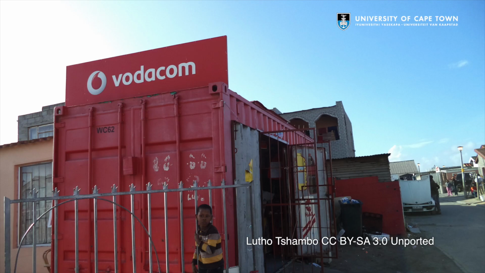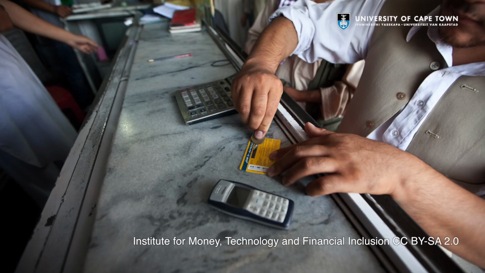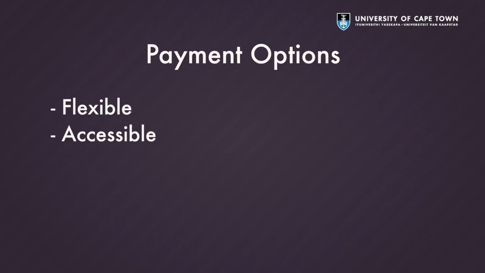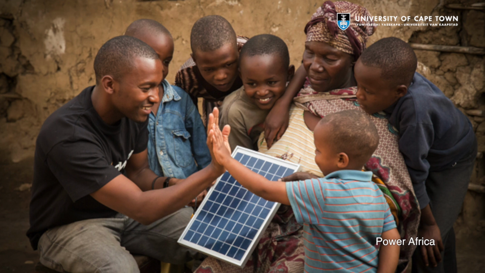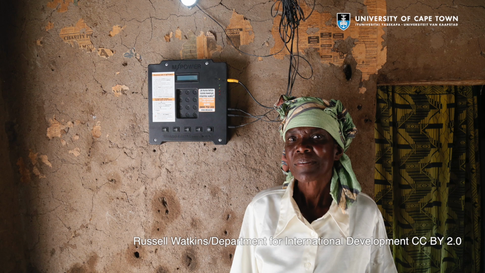By creating an option for customers to prepay for their mobile service, Vodacom opened up a whole new market in Africa. How could you think about creating a payment option for your good or service or project that would be flexible and accessible and even responsive to the market you're trying to serve? Off-Grid Electric has done this through Solar as a Service, allowing people to pay for solar energy as they use it instead of upfront.